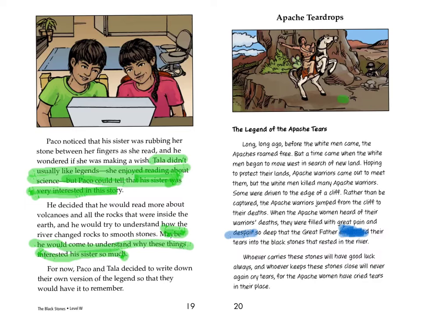What words led you to believe that despair meant sadness? Emmett? It's with the tears. Because they were so in despair that they cried. They were crying? Absolutely. That's a good clue. Were there any other clues? Karina? Pain. Yeah. Absolutely. Okay, hit record.